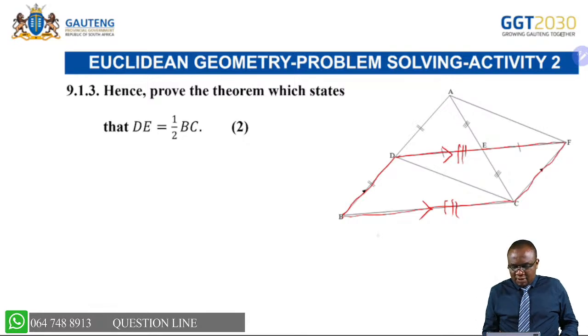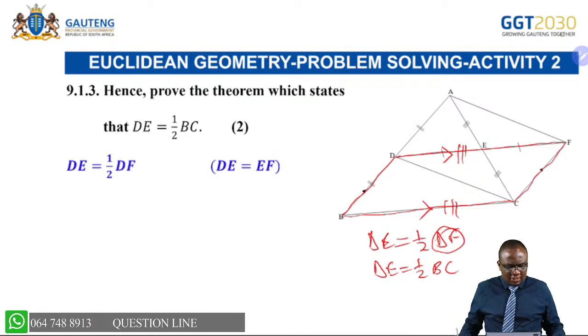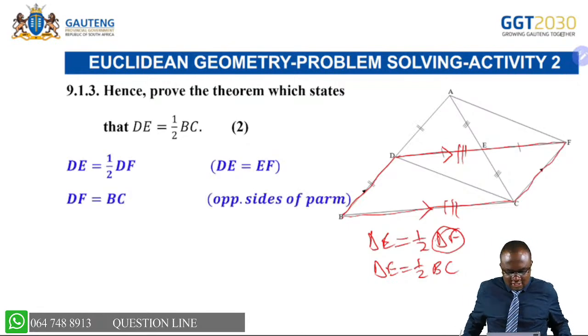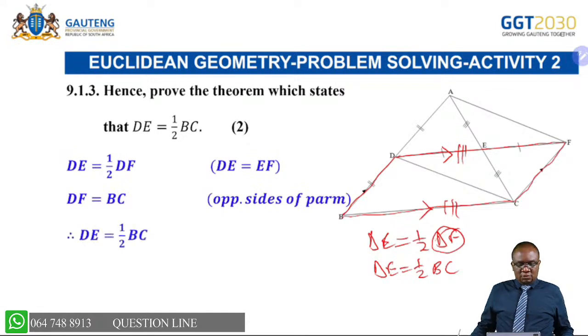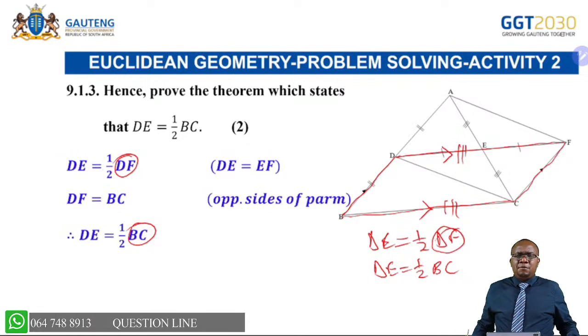And then remember DE is equal to half of DF. But DF is equal to BC, so we can replace there and say DE is equal to half of BC. You see that? So that's what you're supposed to do there. Opposite sides of a parallelogram, so DF is equal to BC, so we can say DE is equal to half of BC. We have replaced DF there with BC. Do you see that? Okay, so this is what we're supposed to do.